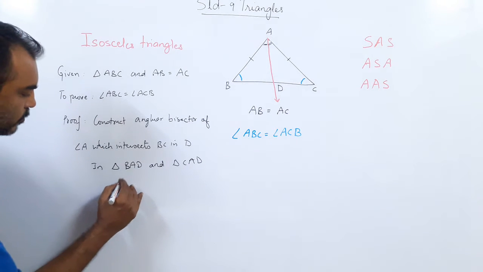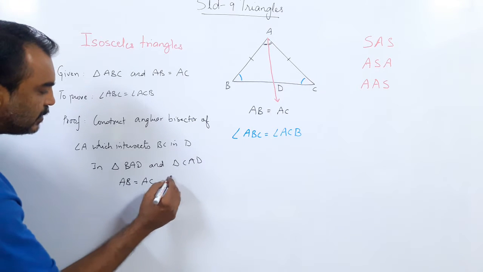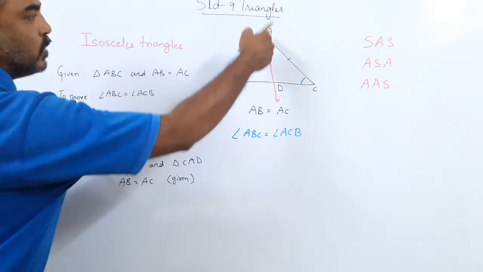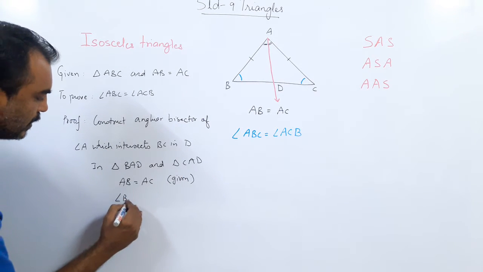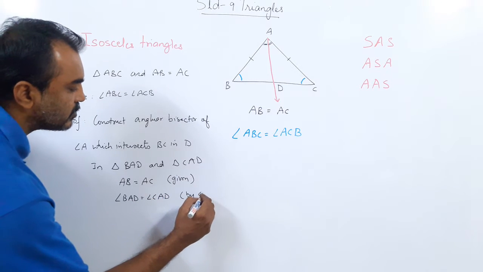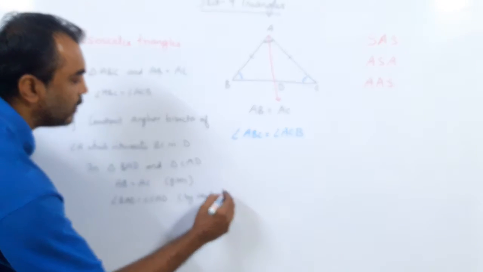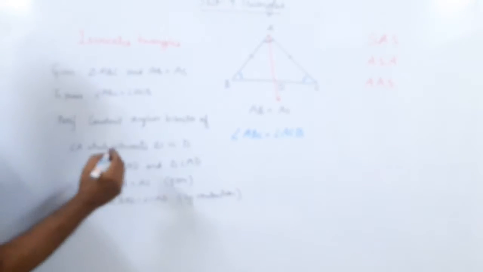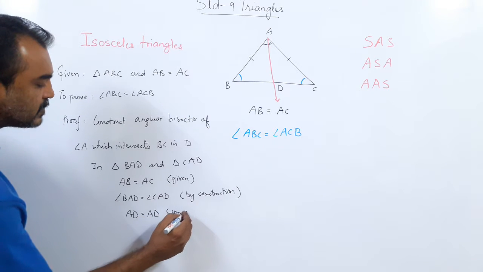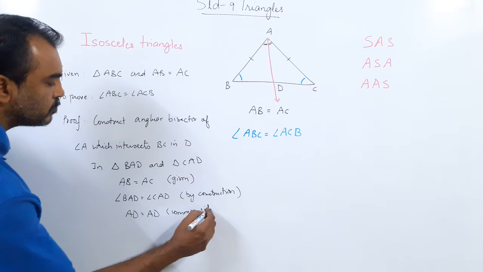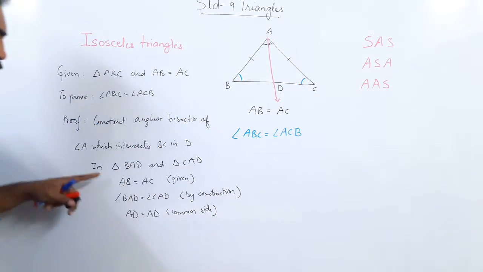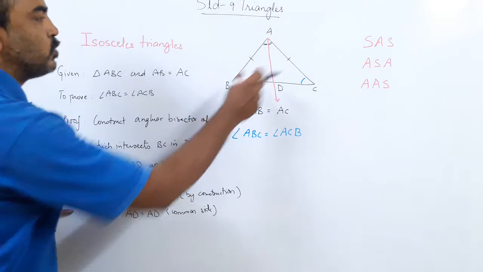What have we got? AB equal to AC, which is given to us. Then we drew the angular bisector. So we got angle BAD equal to angle CAD. I will write here by construction, because it is the angular bisector, they both are equal. And in those two triangles AD equals AD, which is a common side to both. The AD of this triangle is the AD of this triangle, they both are the same common side. So what can you see in these two triangles?